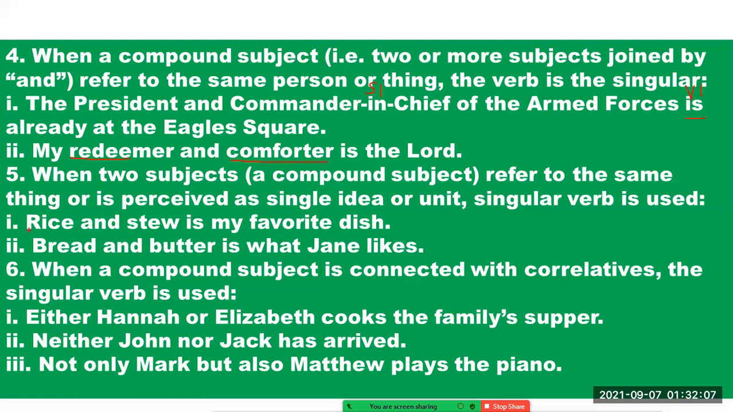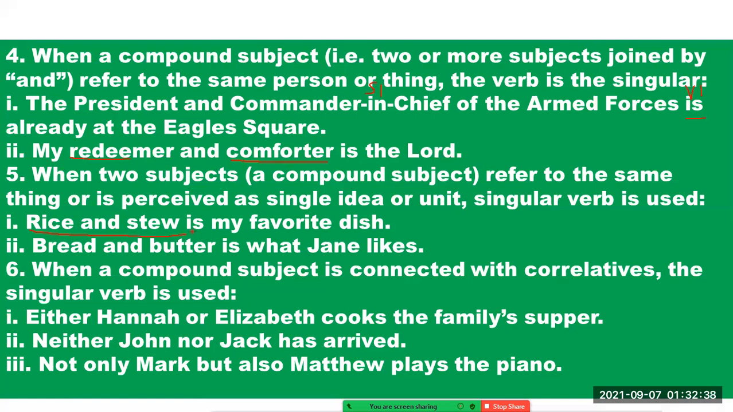Now, you can see that rice and stew do not refer to two separate meals. The two put together make one meal or one dish. So we are referring to one. And because it is one, then of course, it has to take a singular verb.